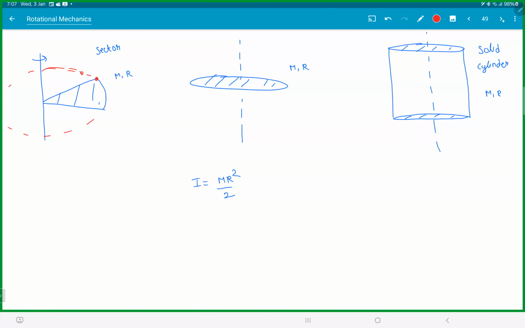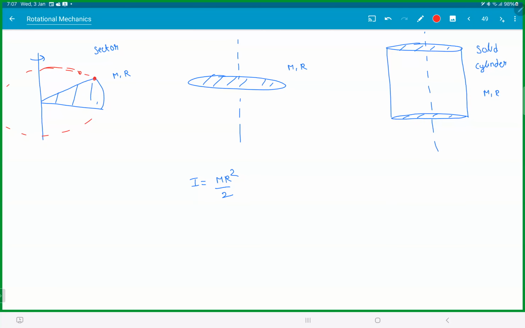So this is the idea that I was saying. As long as you keep the distance the same, you can do whatever you want. If I open the sector and stretch it into a full disk, the distances don't change, so the moment of inertia will remain the same. So the moment of inertia of a sector, solid cylinder, or a disk is the same. Clear?